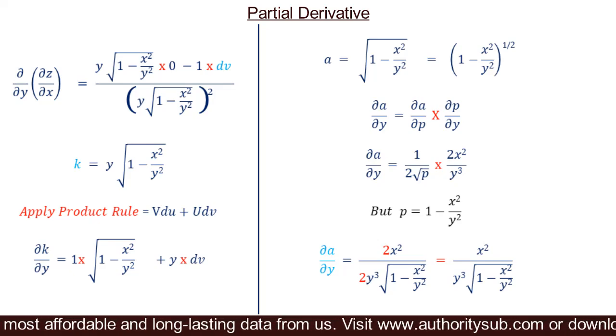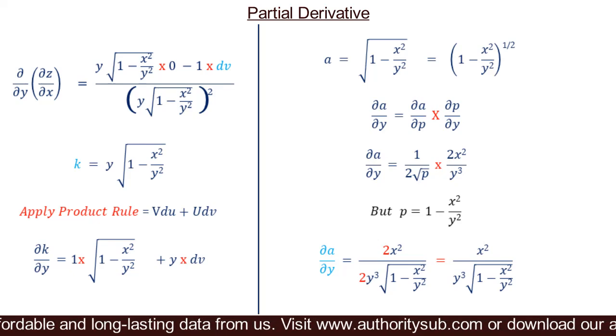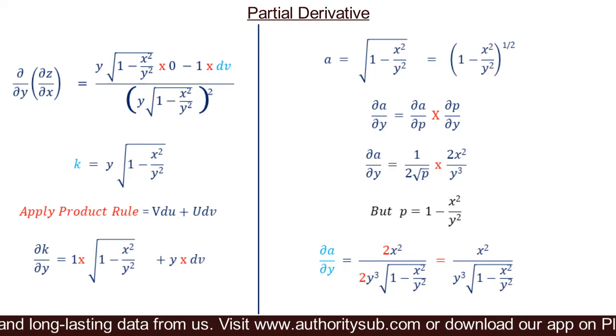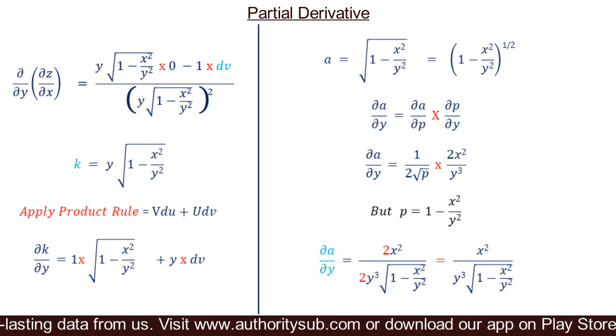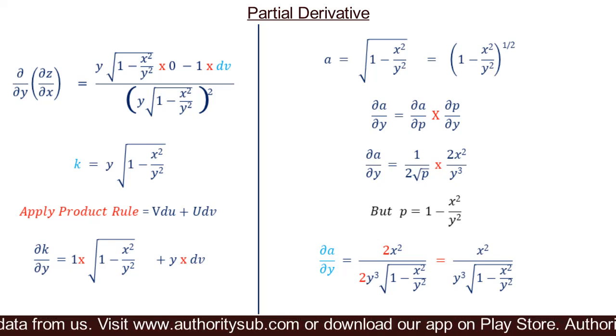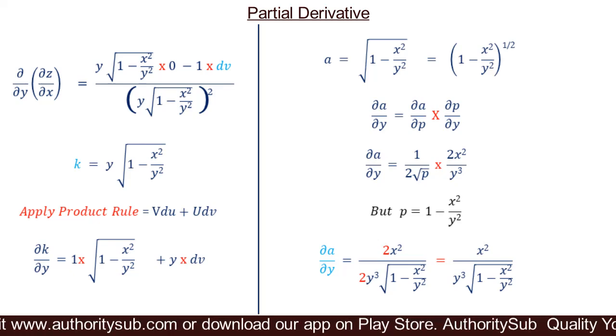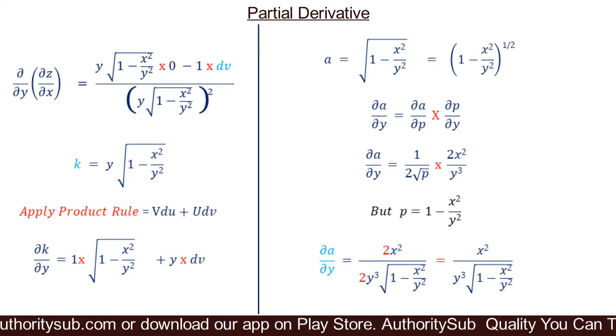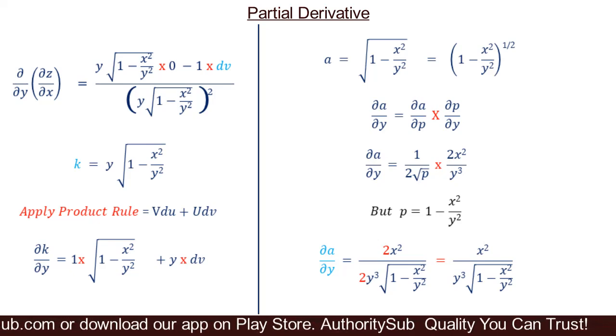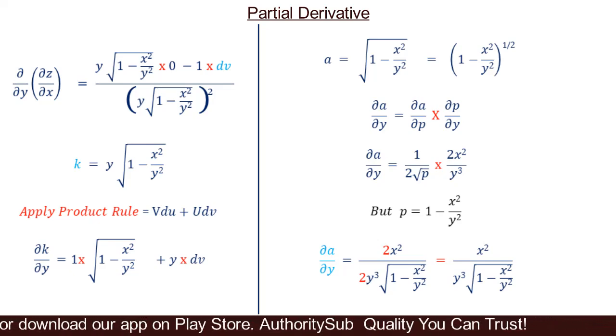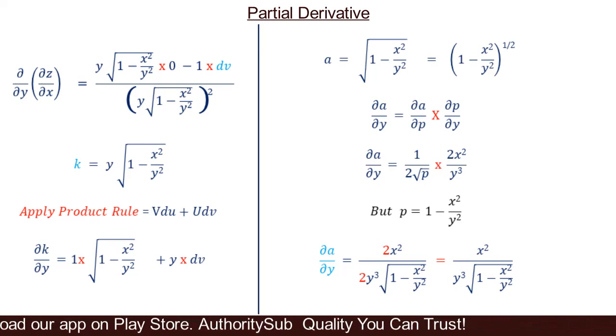Are we together? Yes. Now look at it. In our numerator, we have 2. In our denominator, we also have 2. So they can cancel each other. So we are going to have that the partial a all over partial y is equal to x squared all over y cubed square root of 1 minus x squared all over y squared. Are we together? Yes.